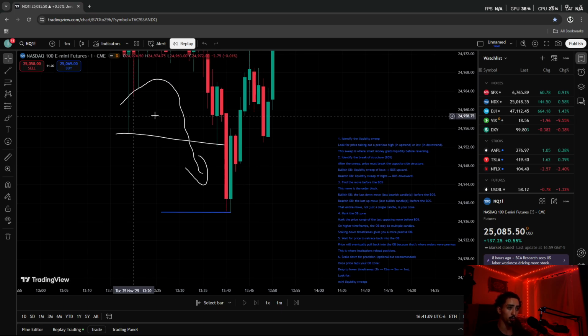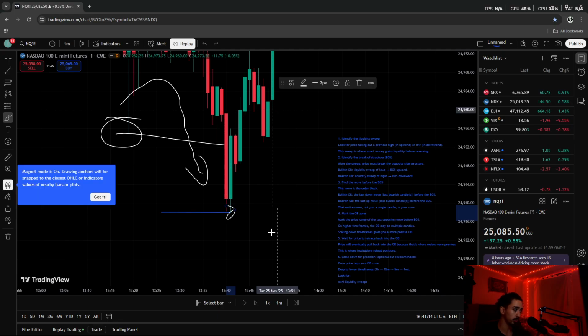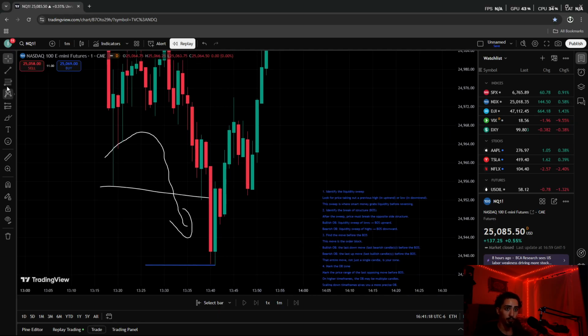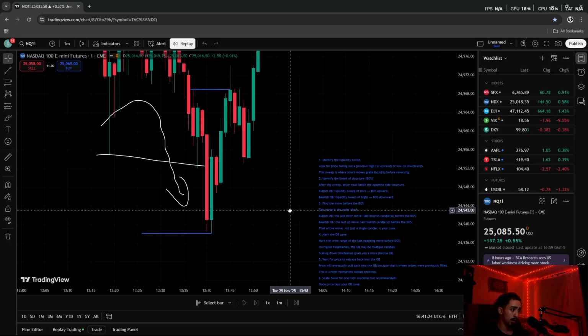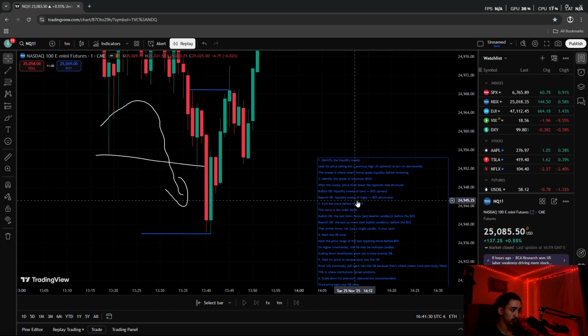Identify the liquidity sweep. So we got a liquidity sweep right here. Sub liquidity here, we got a little mini sweep right here. Identify the breakup structure. Price came up, we got a breakup structure up here. Closure above these highs. After the sweep, price must break opposing side structure. Exactly what we just did. Break structure. So this would be a bullish order block.